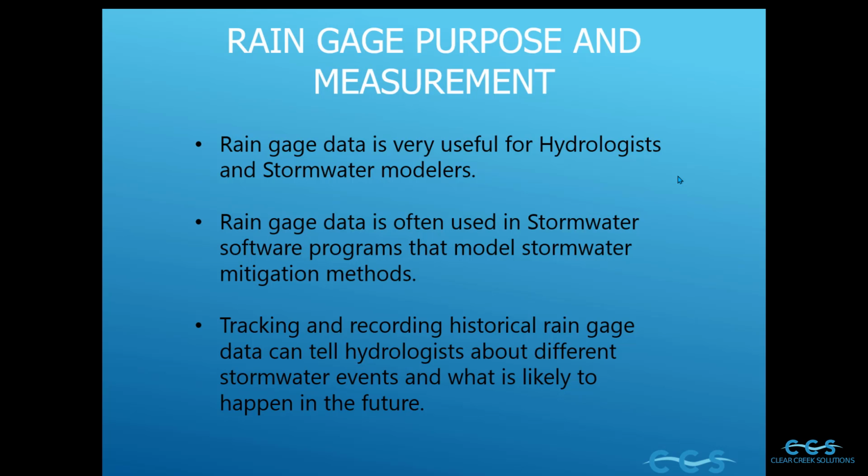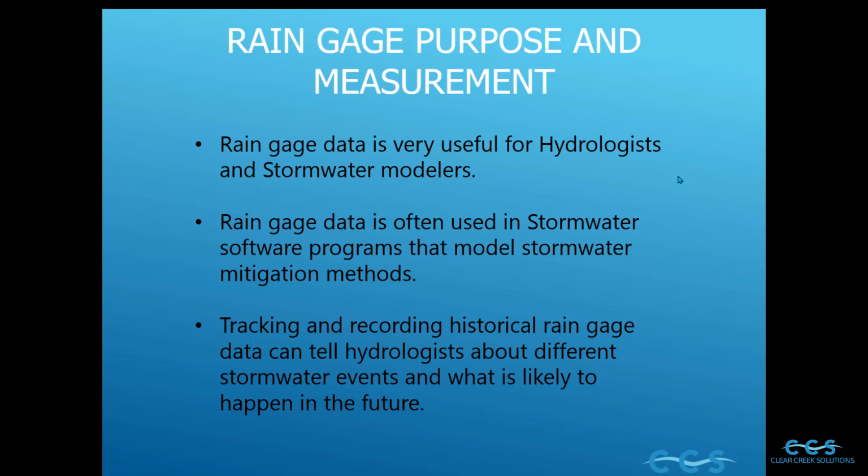So what is the purpose of the rain gauge? The rain gauge data is very useful for hydrologists and stormwater modelers, as I discussed before. It's often used in software programs to determine how much rainfall a certain area is getting. So sometimes rainfall data and rain gauge data will have to be imported into certain software. In software like WWHM or WWHM-SWMM, it's included. So if you download the map pack, that rain data is included. So whenever it's updated by that jurisdiction, it's included in the software. You don't need to import it externally, which can be a bit of a pain.